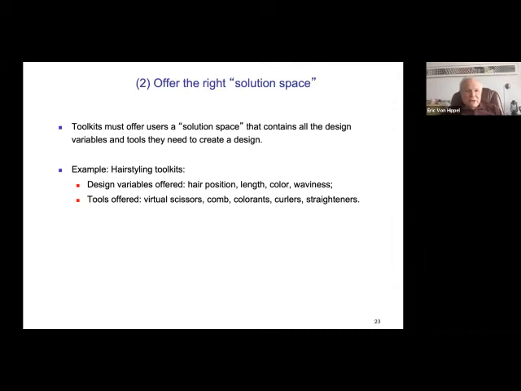Basically, you want to offer a solution space that covers the range that a user wants. Specifically, for example, with hairstyling, because there are hairstyling toolkits, you want to offer the user, the customer, in the toolkit the full set of design options, variables, hair position, length, color, waviness, and so on, and tools offered, right? You want to give them a complete set of tools.